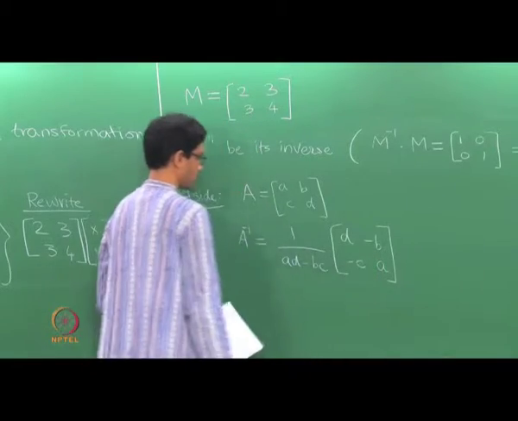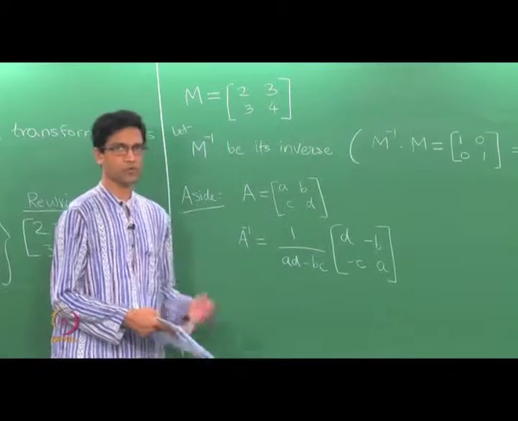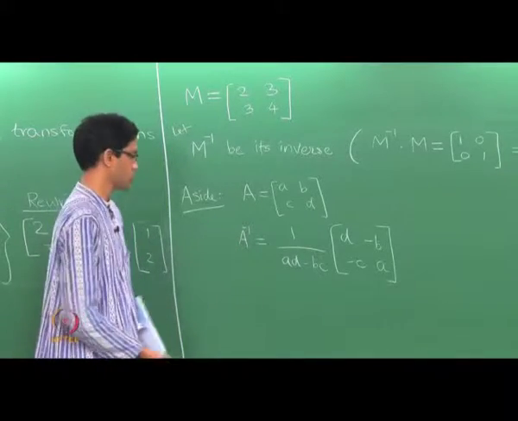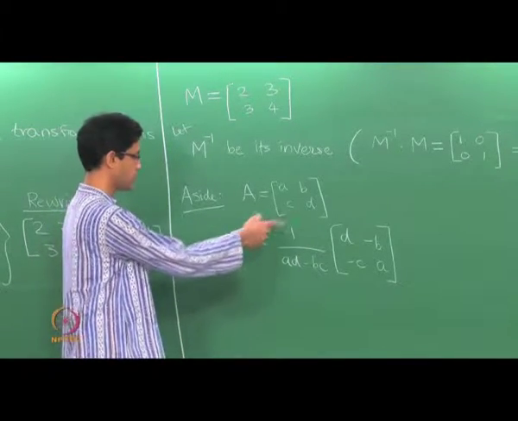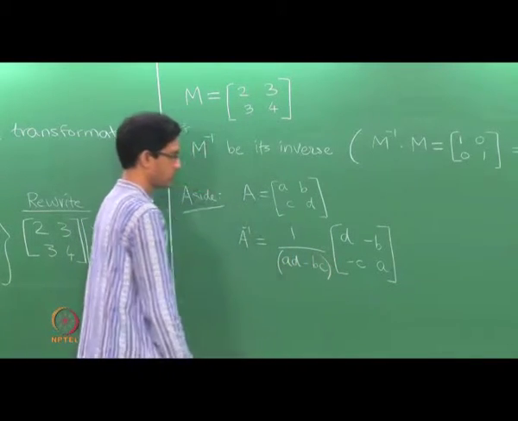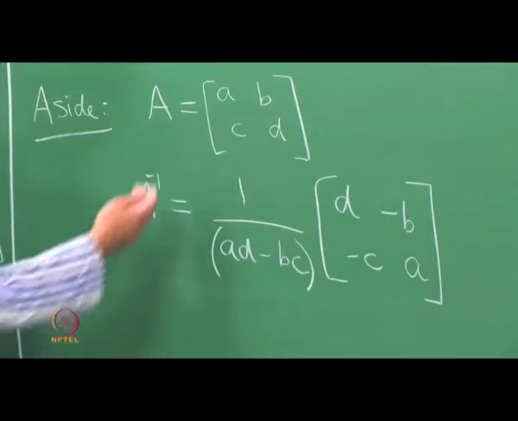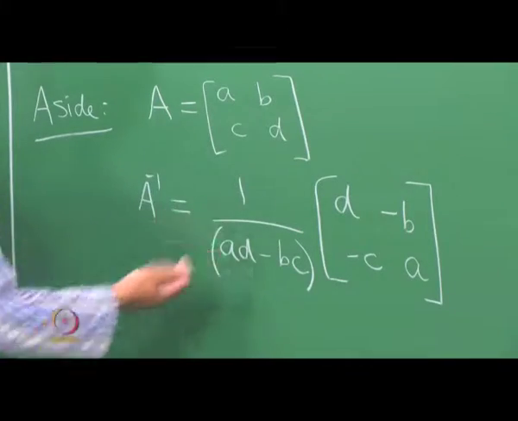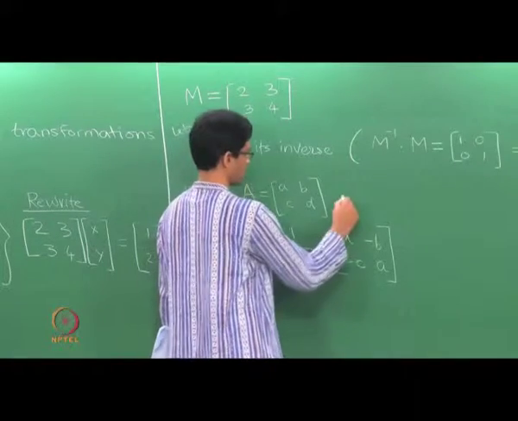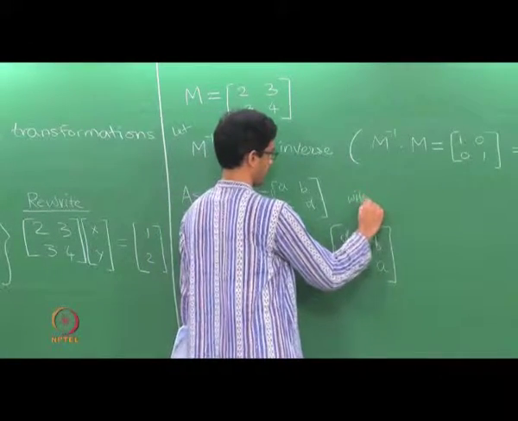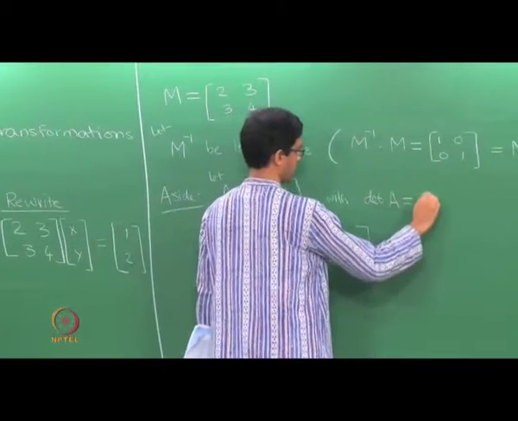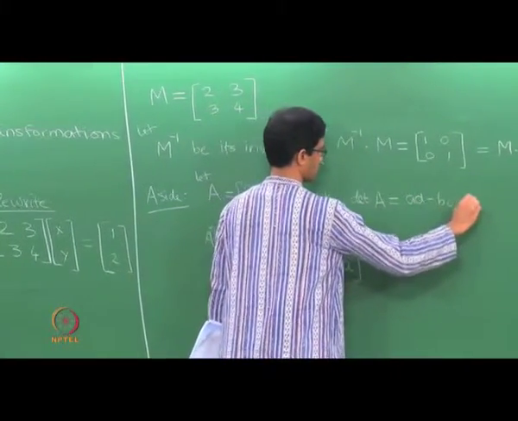So this is just a prescription which works for 2 cross 2 matrices. Trying to do this for 3 cross 3 and so on is somewhat harder, of course. Notice that the inverse only exists provided the determinant is not 0. Okay. So you can't invert matrices for which the determinant is 0. So let A be a 2 cross 2 matrix with non-zero determinant. The determinant of A, which is AD minus BC, should be non-zero.